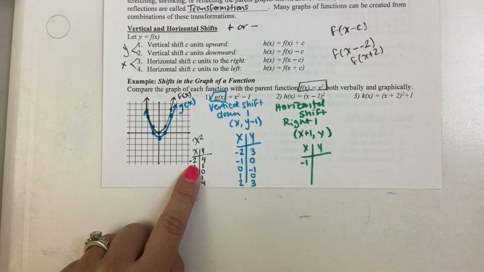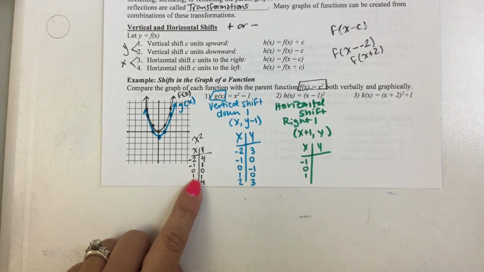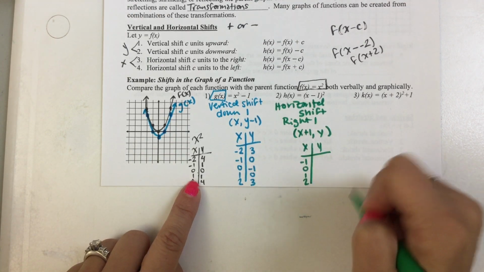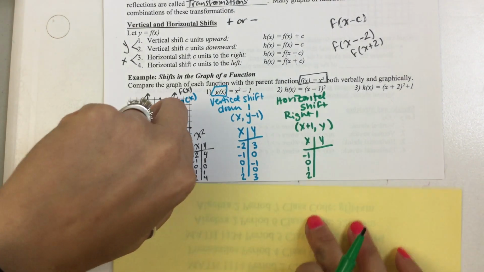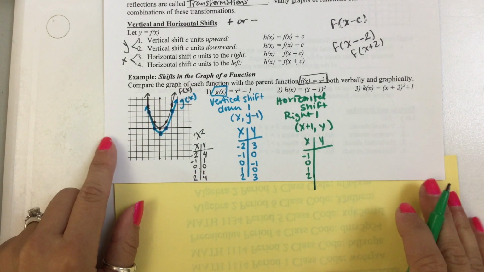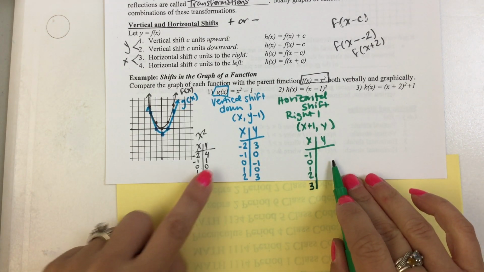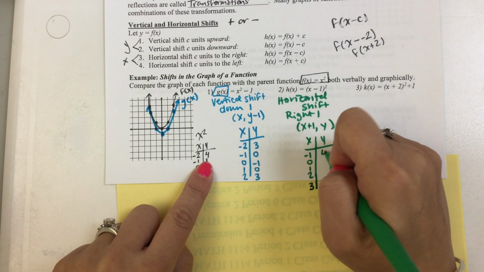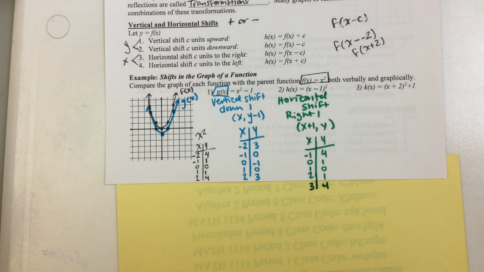-2 plus 1 is -1. -1 plus 1 is 0. 0 plus 1 is 1. 1 plus 1 is 2. And I'm going to go ahead and add a little paper under here so I can keep going. And there we go. So I'm adding 1, so I have 2 plus 1 is 3. Now my y's, I need to keep them the same. So it's 4, 1, 0, 1, 4. Graph it on the same grid, and we're going to call it h of x.